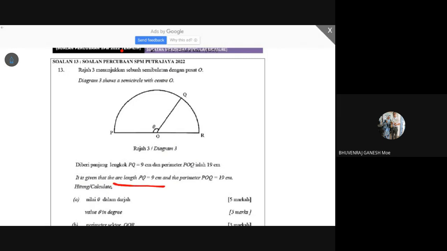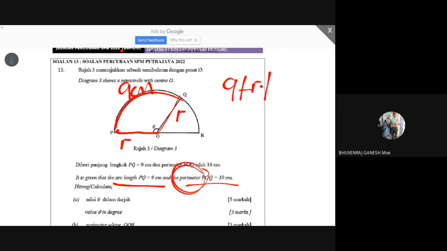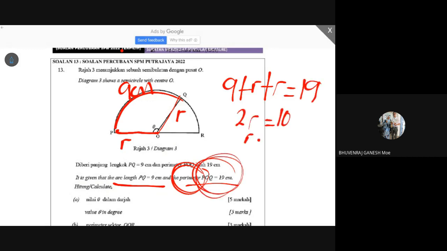Okay, so you see here. It is given the arc length PQ is 9 cm. Okay, label. Bila ada info je, terus label kat soalan. This you must practice. Okay, POQ, perimeter. Perimeter POQ is this one. Ini adalah perimeter POQ. Okay, wow, very fast. R is 5 cm. Okay, so 9 tambah R. We can assume this as R. R tambah R sama dengan perimeter given 19. So 2R is 10. R is 5. Okay, so R is 5.